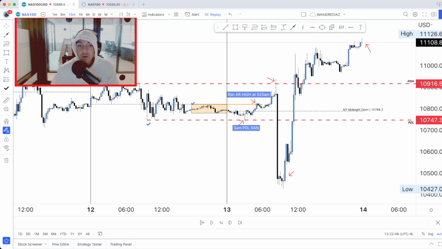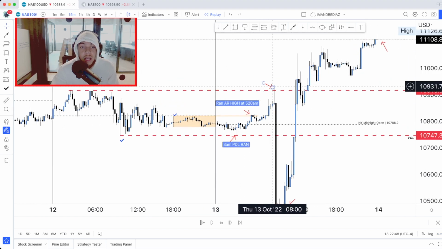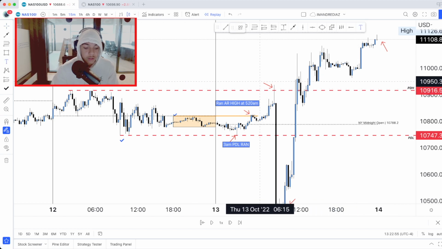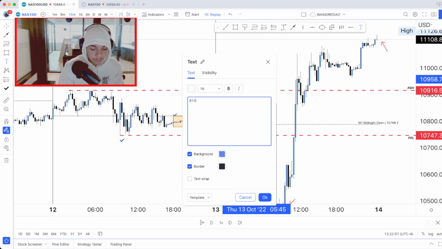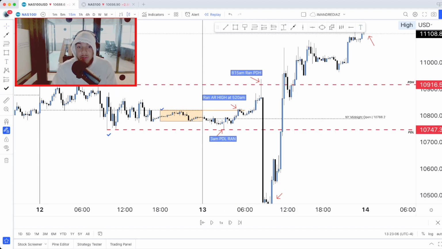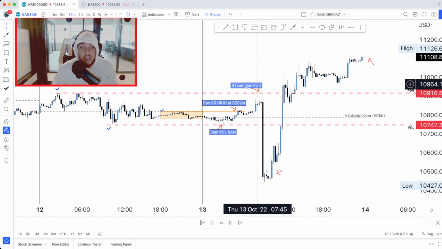But now we're going to move up to this area up here, this high. Why is this high important? Because this is the high that ran the previous day's high at what time? 8:15. So at 8:15 a.m. we ran the previous day's high. And this is important. Why? Because keep in mind what happened after this. This is where price dropped.